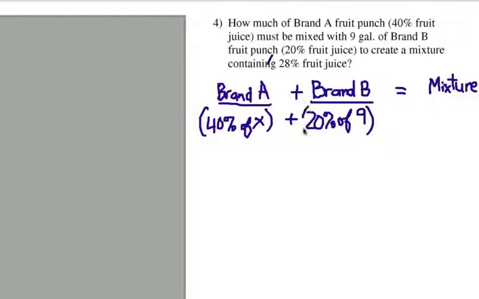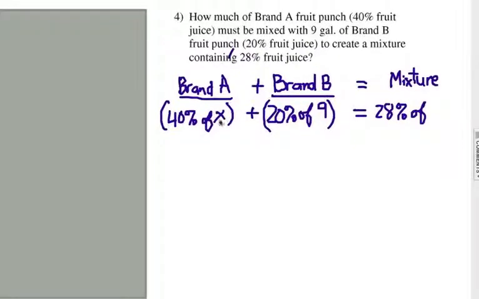So we've got the amount of fruit juice in brand A plus the amount of fruit juice in brand B equals the total amount of fruit juice in the mixture. Now what do we know about that? Well, it's 28% of, now how many gallons are in the mixture? Well, we have an unknown amount in brand A and we have 9 gallons in brand B, so it's got to be of X plus 9. And believe it or not, we're still going to be able to work with that. Now let's convert our percents into decimals and keep going.